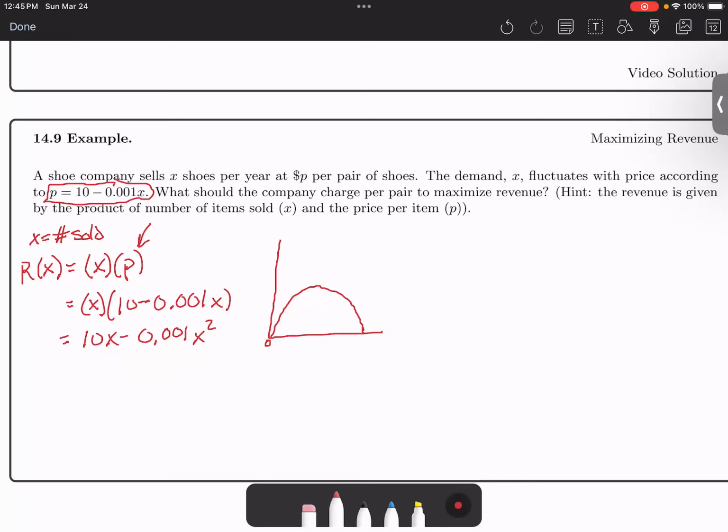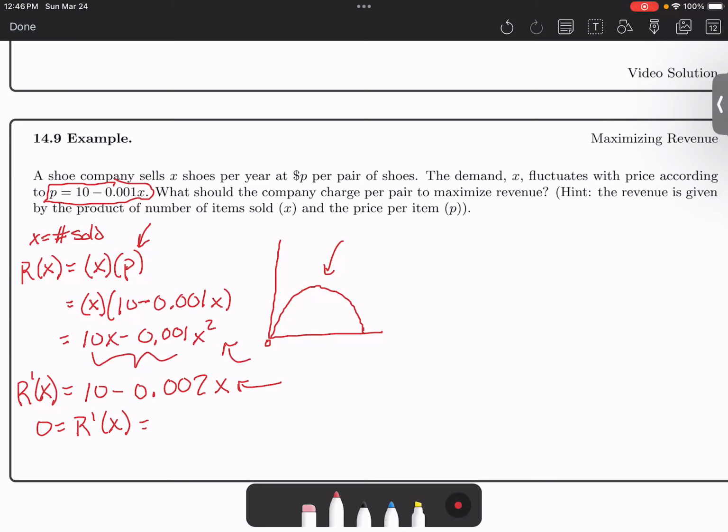Now, let's use calculus to find out where this peak is, where the maximal revenue is. So we know by calculus that the maximums or local extremas, minimums or maximums, can only occur when the first derivative is 0 or does not exist. This is a polynomial. Its first derivative is going to exist everywhere, so we really only have to worry about when the derivative is equal to 0. Right? This derivative, again, is a polynomial. It's the derivative of another polynomial. So it's going to exist everywhere.